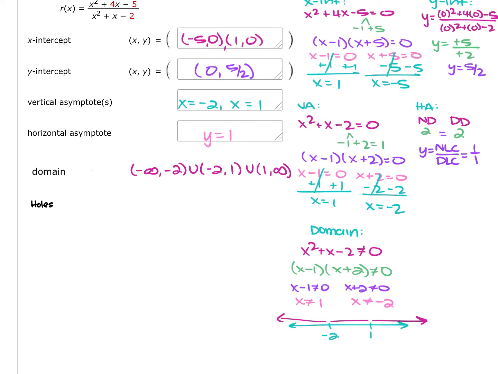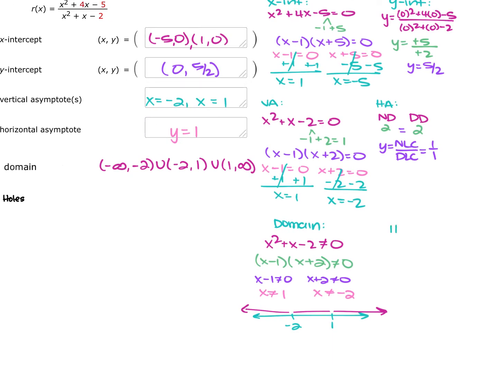From here, the only thing that we have to find that's left are your holes. You're going to factor the numerator and the denominator. When we did the x-intercept, we factored the numerator to be x minus 1 times x plus 5. When we did the vertical asymptote and the domain, we factored the denominator to be x minus 1 times x plus 2. What's the same on the top and the bottom here? The x minus 1. So take that x minus 1, set it equal to 0, and solve for x. Move your 1 over, add it to both sides, and you have a hole at x is equal to 1.